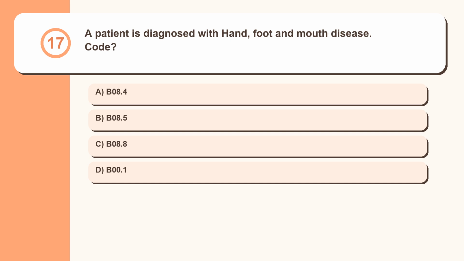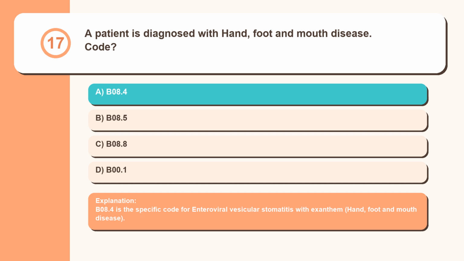Question 17. A patient is diagnosed with hand, foot, and mouth disease. Code: B08.4, B08.5, B08.8, B00.1. B08.4 is the specific code for enteroviral vesicular stomatitis with exanthem, hand, foot, and mouth disease.